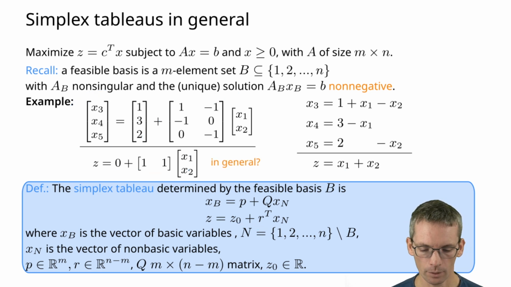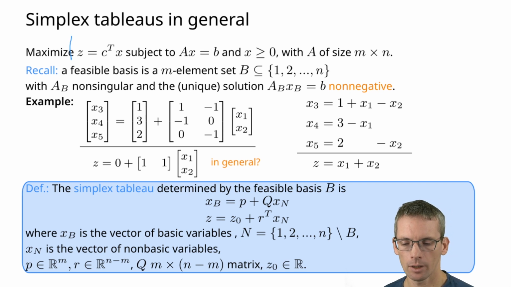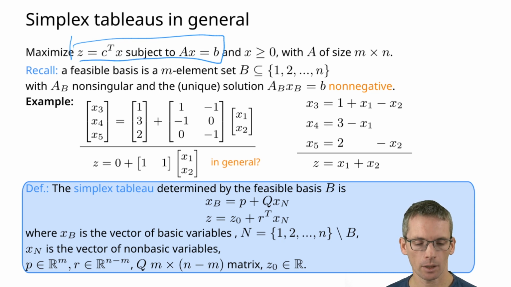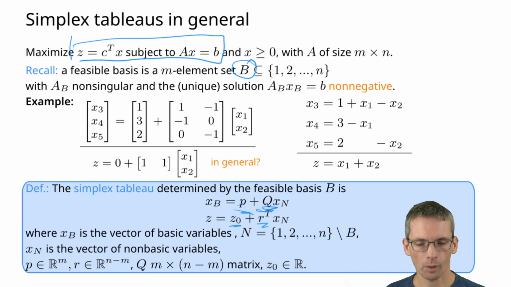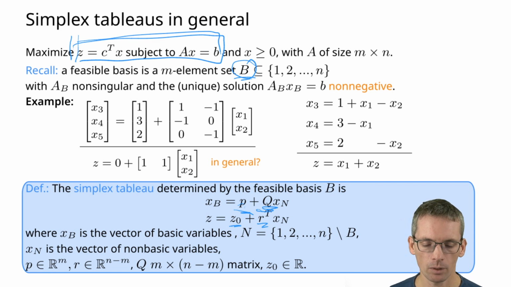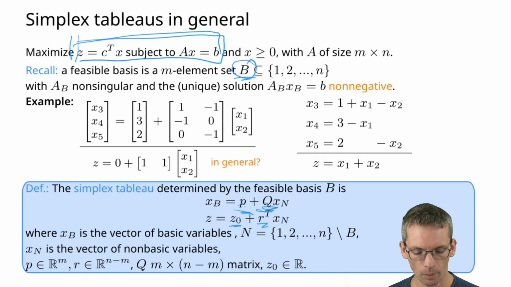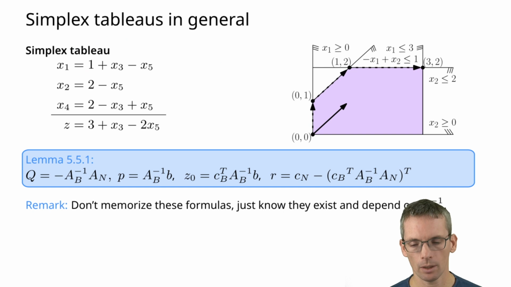Now, knowing this, it would be interesting to know, given my linear program and a selection of a basis, what the values of p, Q, z0 and r are. In the previous examples, we always derived this step by step from what is given, but we can also formally describe this. Given all of these matrices and vectors, there will be a description of p, Q, z0 and r, and this description is given in this lemma.